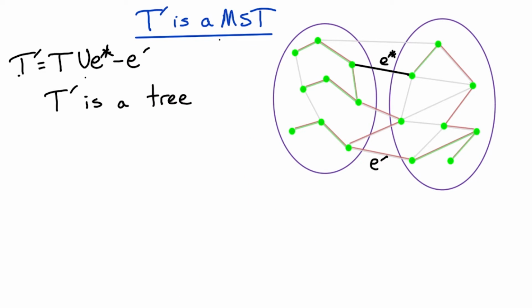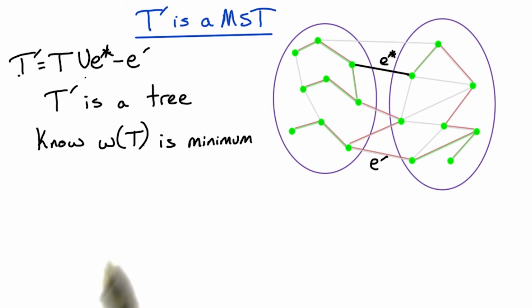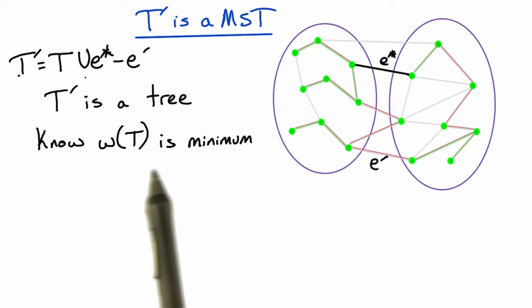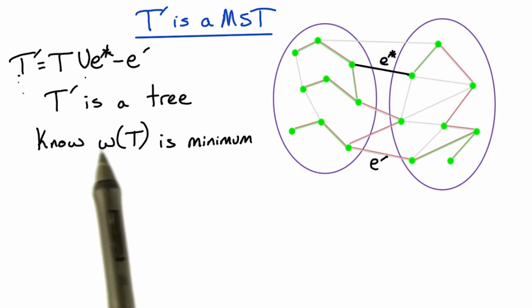But now we want to show that it's a minimum spanning tree. How do we show it's of minimum weight? Well, we know that T is an MST, so we know that the weight of T is minimum over all trees. So, to show that T prime is a minimum spanning tree, we have to show that the weight of T prime equals the weight of T.